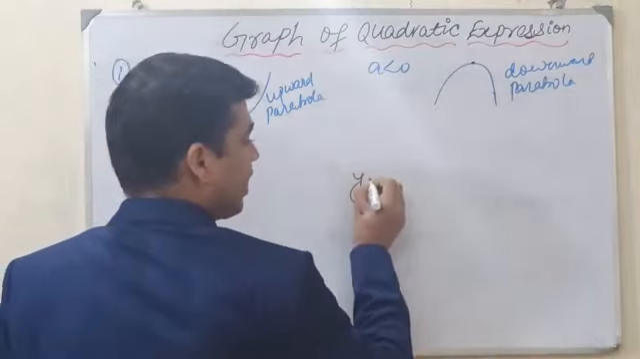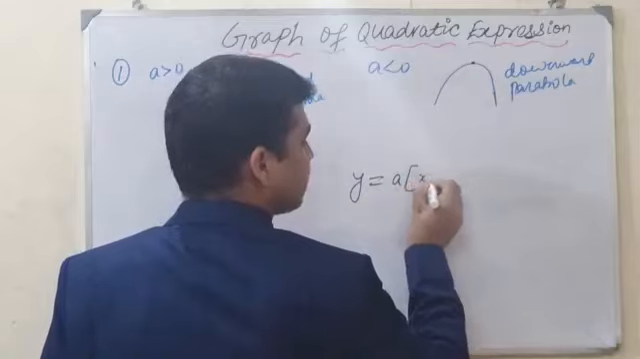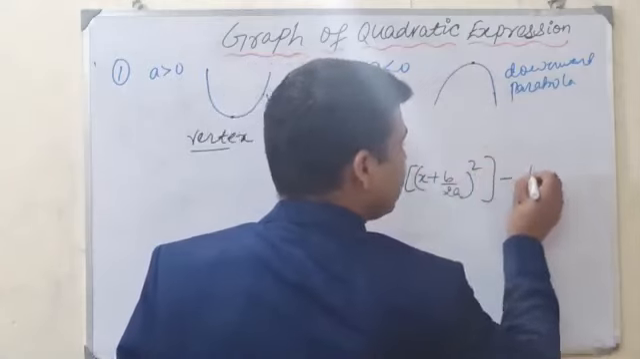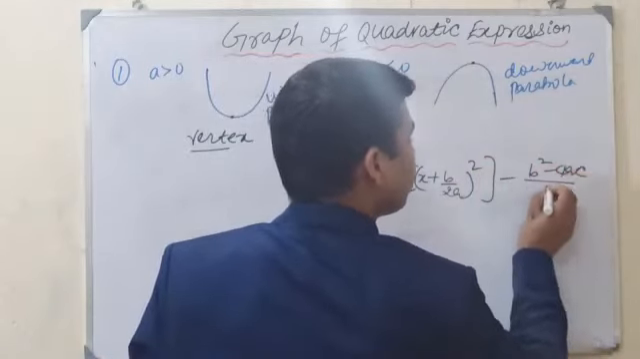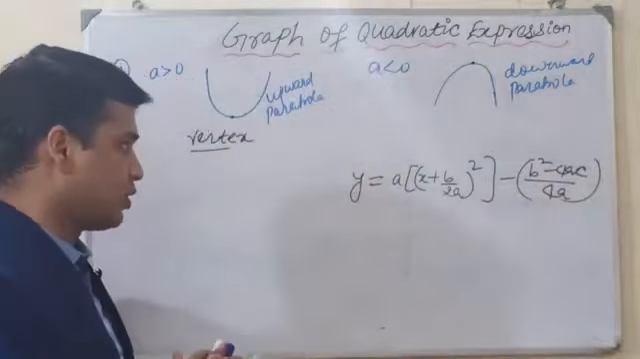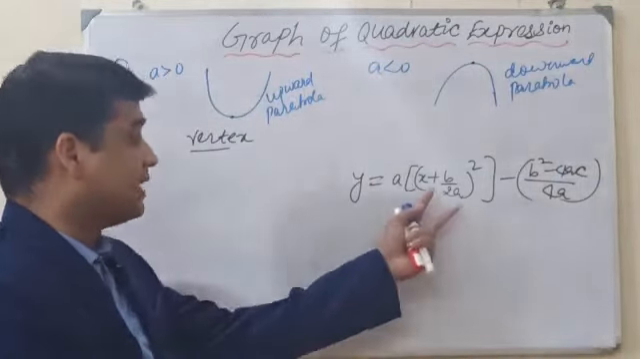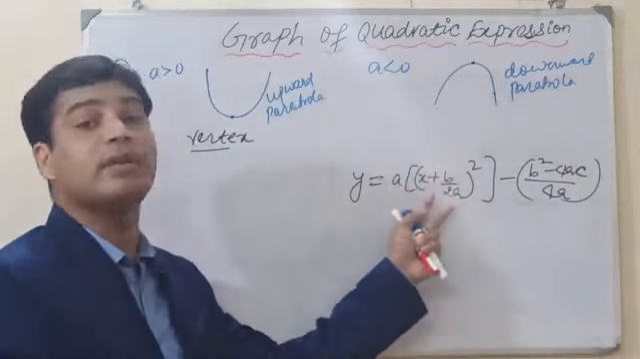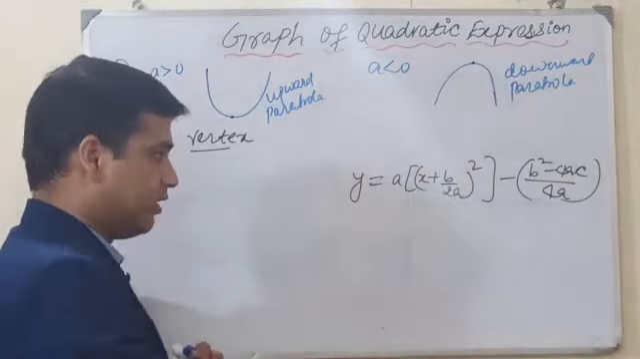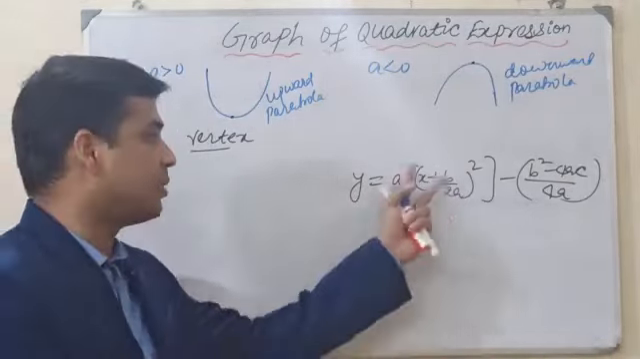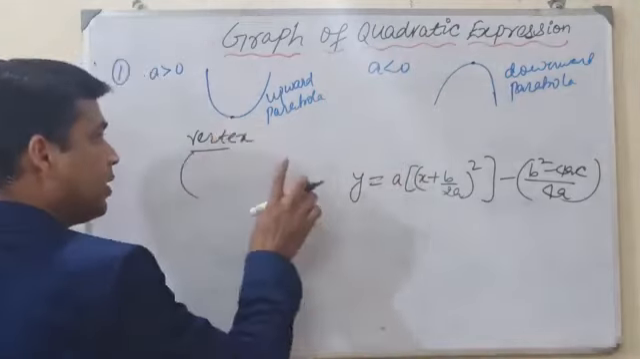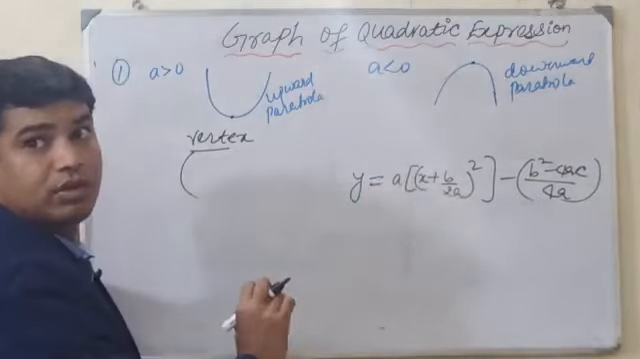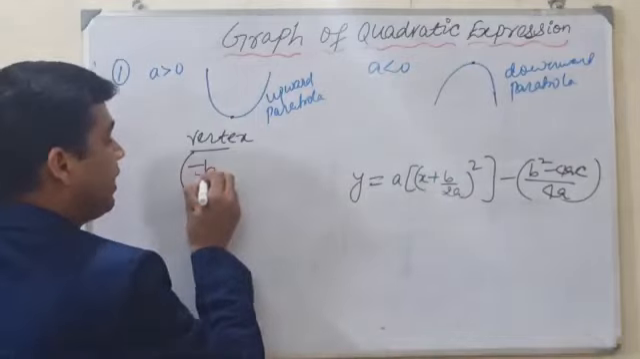Actually, what was our expression? Our expression was a into x plus b by 2a whole square, minus b square minus 4ac divided by 4a. Now, what is the minimum value of this expression? It is when the square becomes 0, at x equals minus b by 2a. If you put minus b by 2a in place of x, it will become 0. So the minimum value of the square is 0, which happens at minus b by 2a.